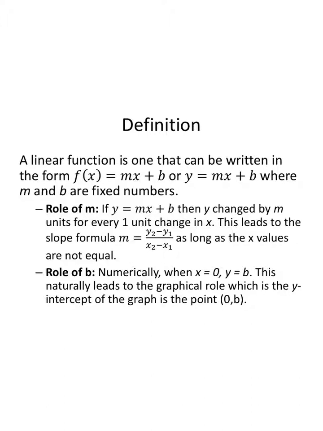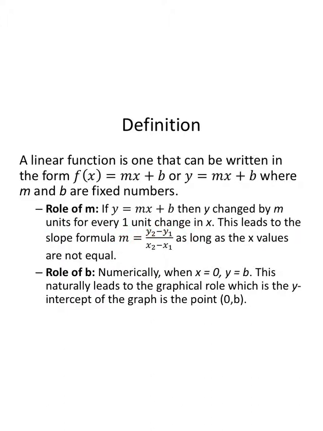A linear function is one that can be written in the form f of x equals mx plus b or y equals mx plus b, where m and b are fixed numbers and x is our variable. Linear functions, the word line is contained in there. They have graphs that are lines. The role of m: this number m is called the slope. If y equals mx plus b, then y changes by m units for every 1 unit change in x.